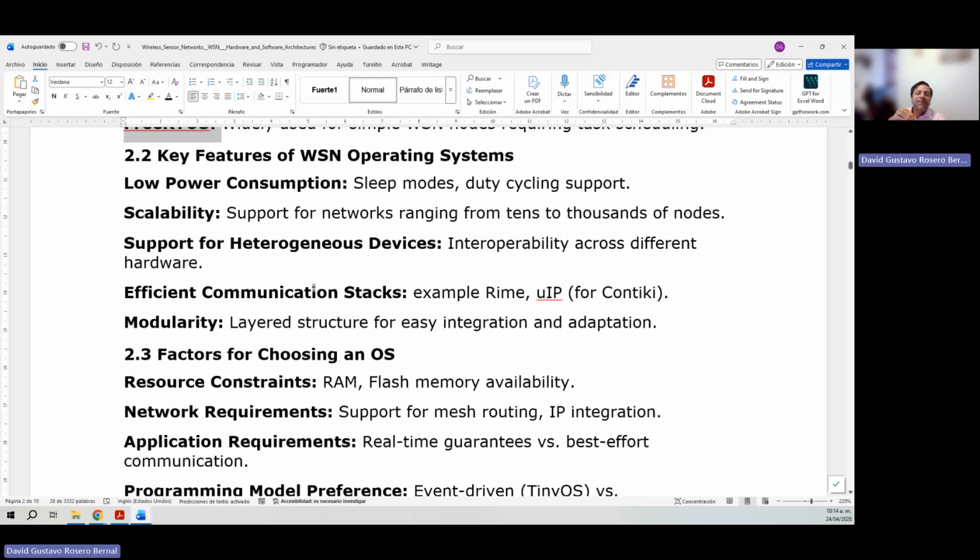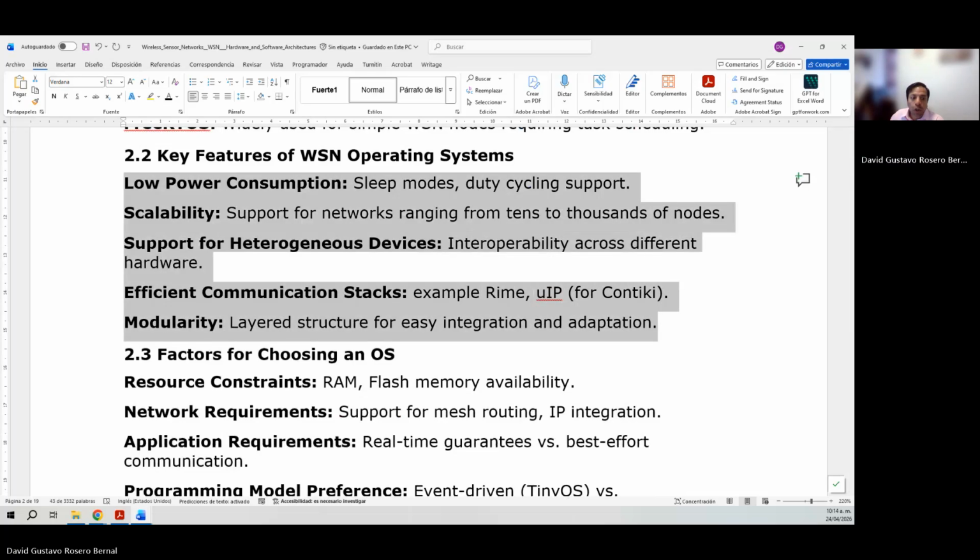In particular, we have some key features of the WSN operating systems, but our WSN operating system should provide these main features. Low power management. It could include sleep modes, wake on radio, and aggressive duty cycling capabilities. We need to include as well scalability because they need to support tens to thousands of nodes without architecture bottlenecks.